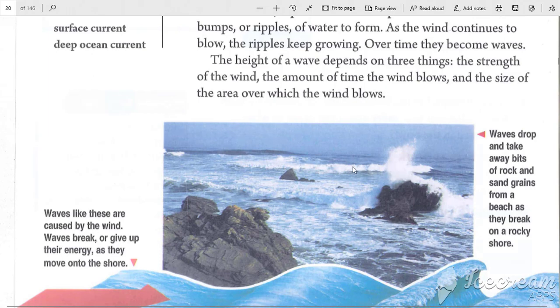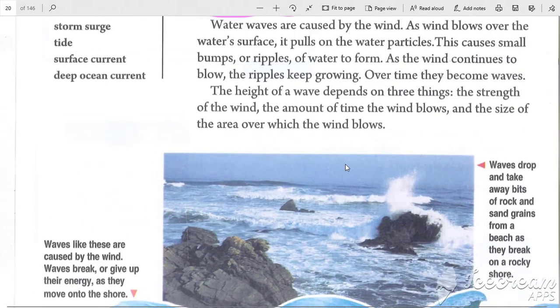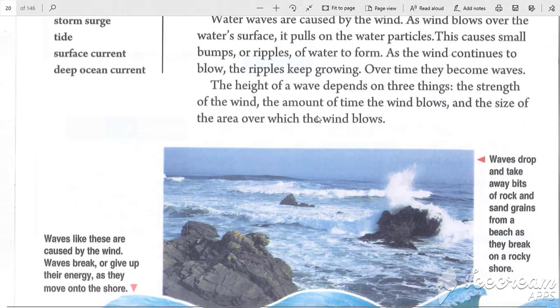Okay, waves break or give up their energy as they move onto the shore. So the height of a wave depends on three things. Number one, the strength of the wind, the amount of time the wind blows, and the size of the area over which the wind blows. These are the factors that affect the height of a wave.